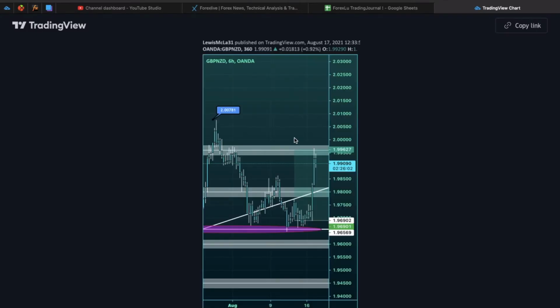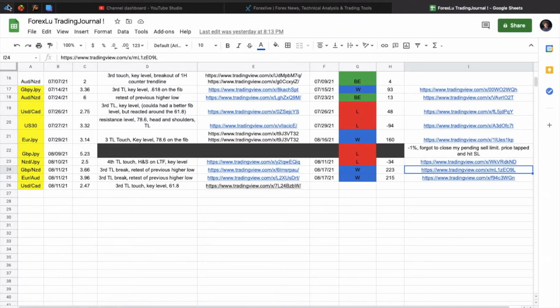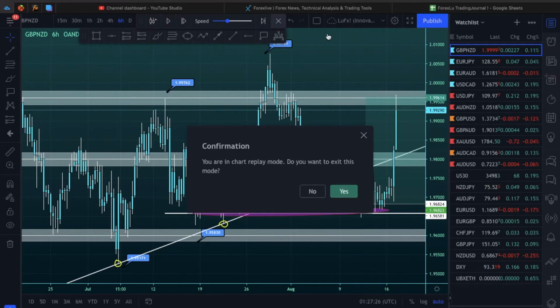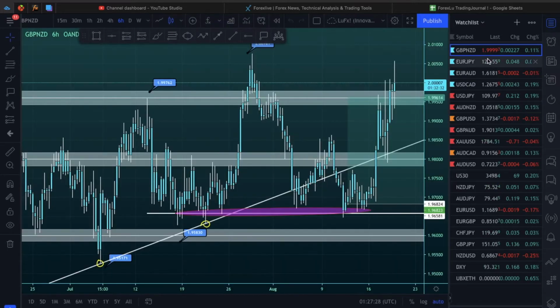So this is what it looked like when I, oh, this is on my phone too. But basically, price was up here, right? And I closed it. So that was the GN trade. I hope you guys understood that. We're just going to move right on to the next one. Let's go to EJ.